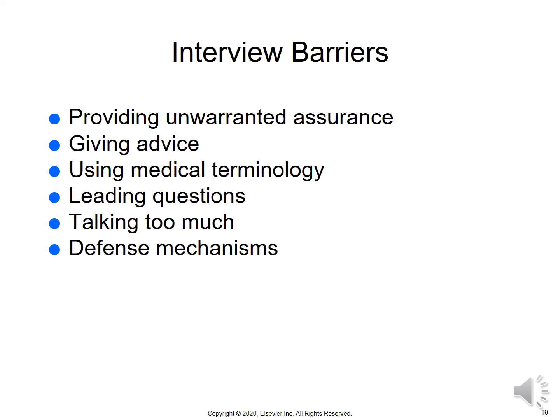There are some processes and habits that can be very inappropriate during a patient interview. For example, providing unwarranted assurance. If a patient has a lump or a serious condition that they're concerned about, telling them everything is going to be okay, although maybe well-meaning, is not appropriate, because if a person notices a big mass in their neck, they don't really think everything's going to be okay. And it's almost like you're making a false promise just to make them feel better.